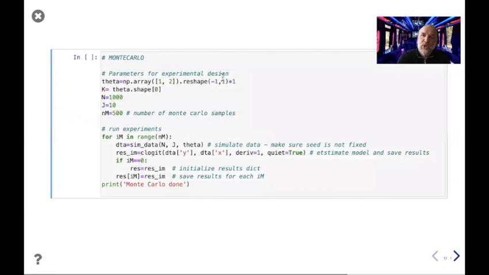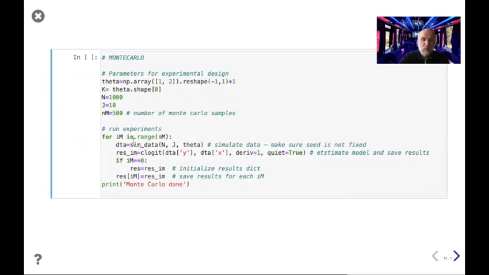What we're going to do here is what we call a Monte Carlo experiment. The idea is to first specify the parameters for the experimental design. We have a model with 2 parameters, theta 1 and theta 2, that has variables 1 and 2, and then k, the number of those experimental variables. We have 1,000 observations, 10 alternatives, and we're going to do 500 different Monte Carlo samples. So this part here is just the parameters and dimensions of the model, and this is the number of Monte Carlo samples.